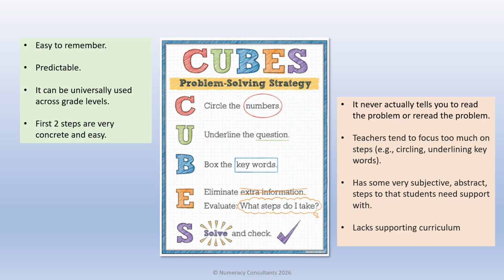And remember, this applies to any strategy. There's cubes and foil, and there's a whole bunch of different ones that you can go through. But anytime there's a letter with a description of what you're doing, we're going to take a look at what the downfall is and really why strategies like this don't work.